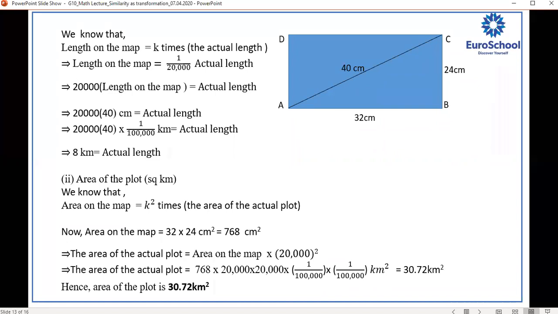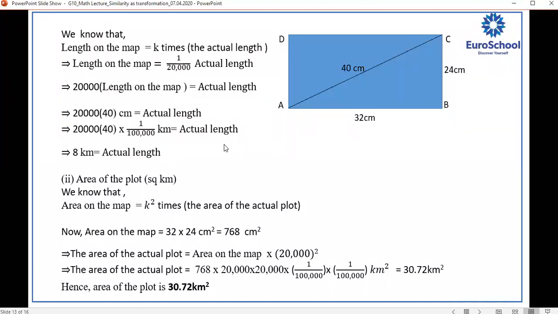Now they are saying they want it in kilometers, right? Actual distance. Now, length on the map is equal to K times actual length. What is the length on the map? 40 centimeters. So 40 into 20,000 will give you the actual length, right? So actual length is equal to 8 kilometers. I just converted centimeter into kilometer. Understood? Yes, ma'am. Easy, right?